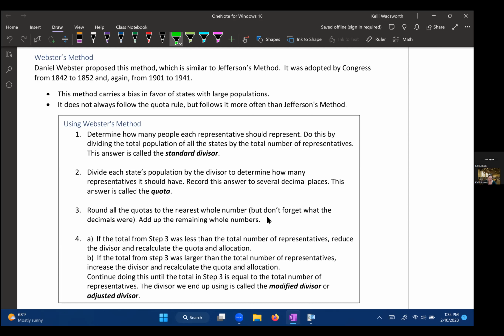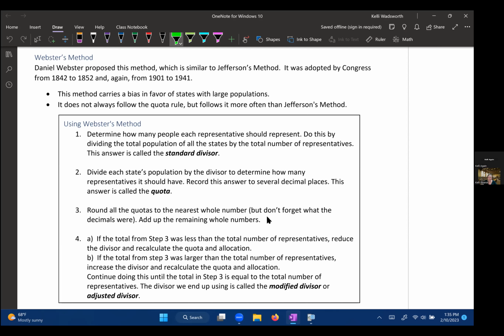Then you add those all up. If that number equals the number of representatives, you're done. But if that number is less than the total number of representatives that you need to allocate, you make your divisor a little bit smaller. Reduce it, recalculate the quota, and see what happens.